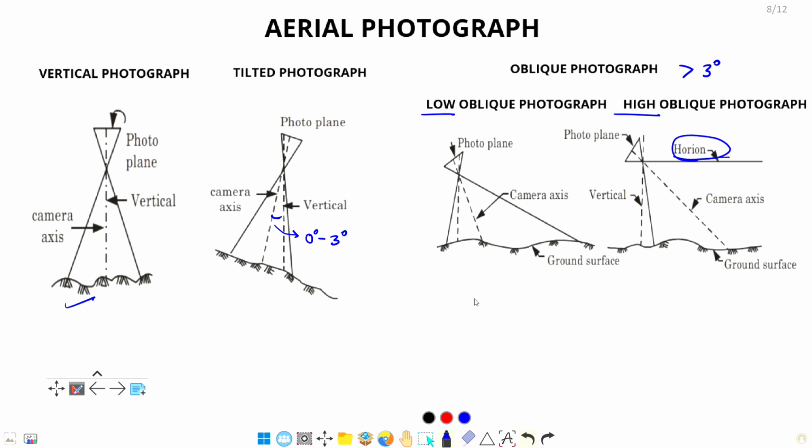In a low oblique photograph, only the side profile of the object is being captured. Tilting is such that only the side profile is captured, so it is called a low oblique photograph. We will see some photographs and you will get an idea what the horizon is. So let's see.